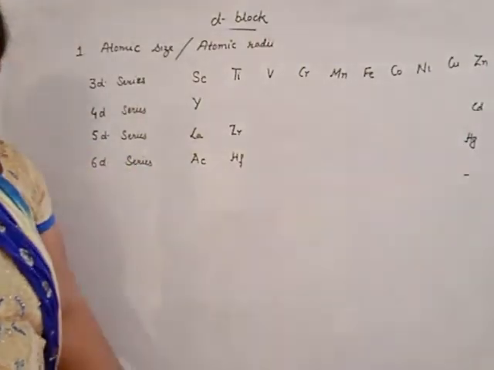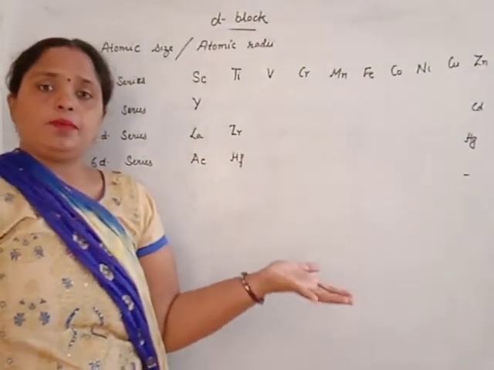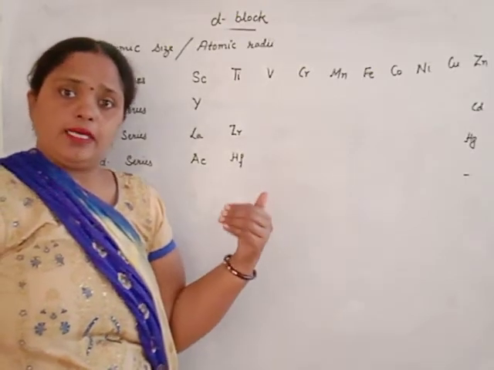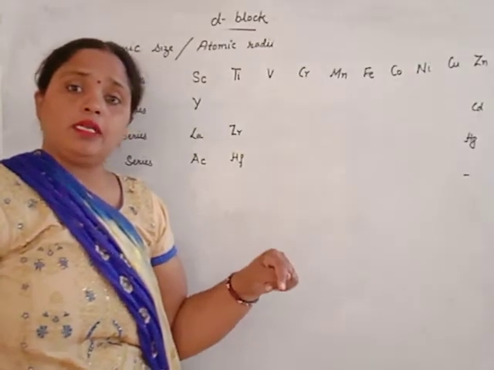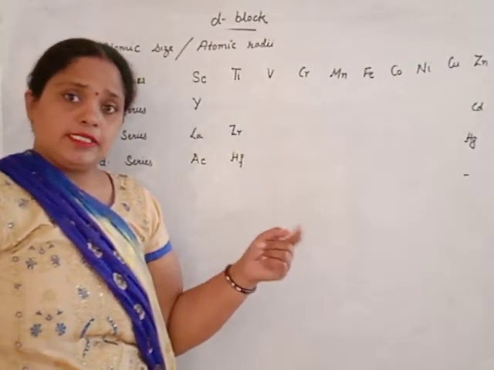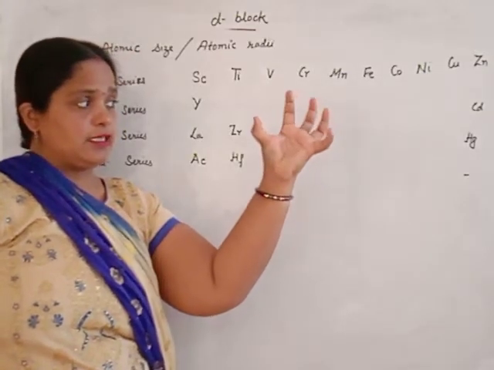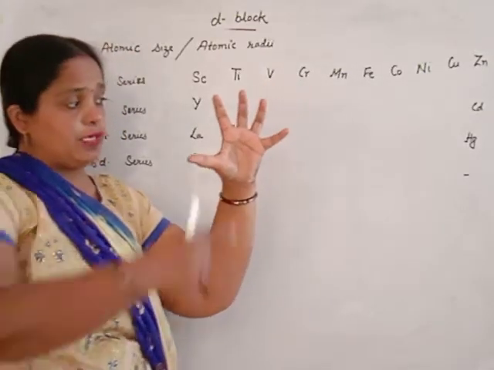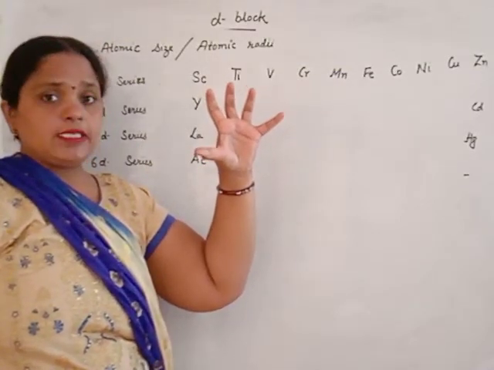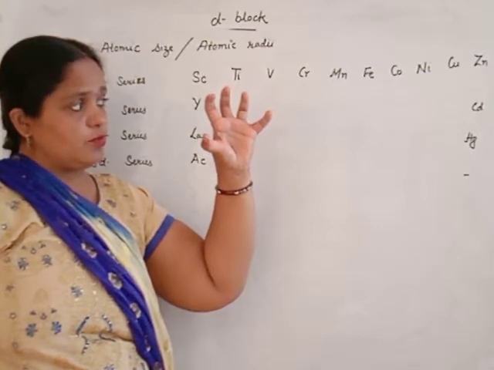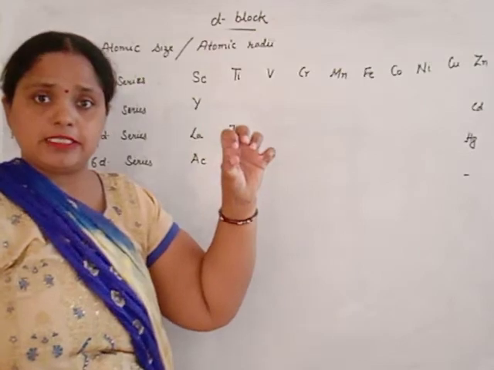Period wise atomic size decreases because, by the general concept, as the number of electrons increases in the same outermost shell, nuclear charge increases. If nuclear charge increases, force of attraction increases between nucleus and valence shell. This nuclear charge tries to attract the outermost shell towards itself and size decreases. It is the general concept.